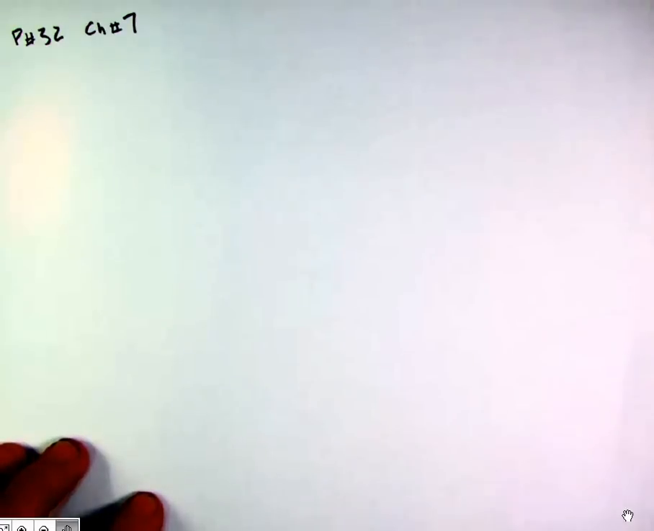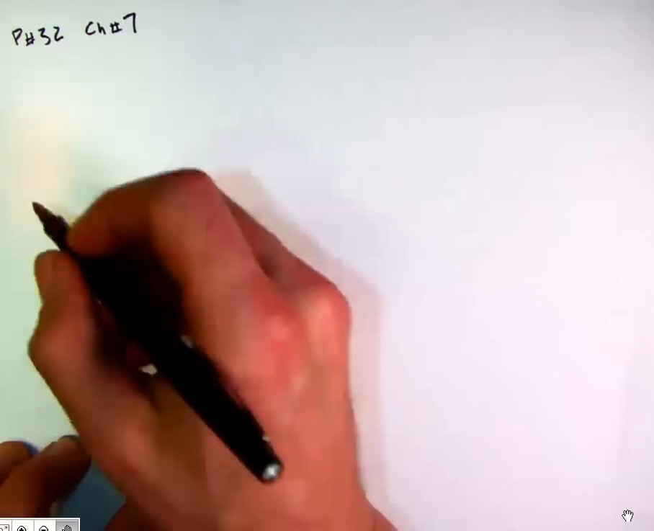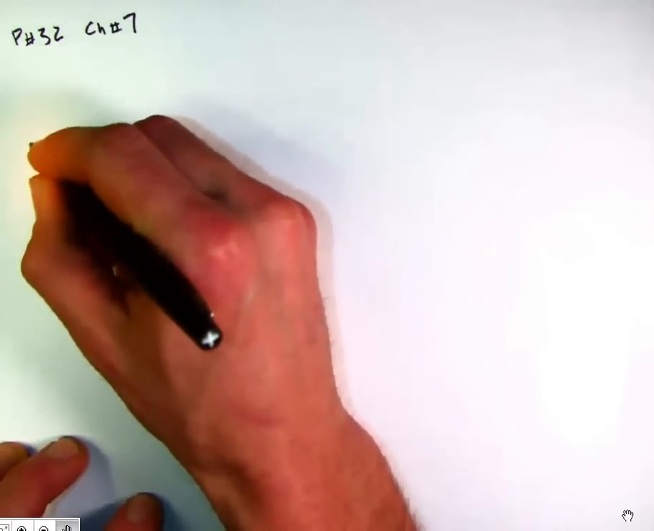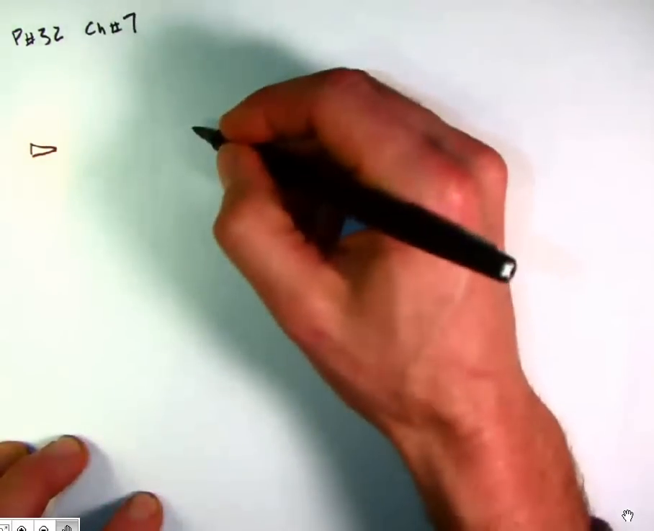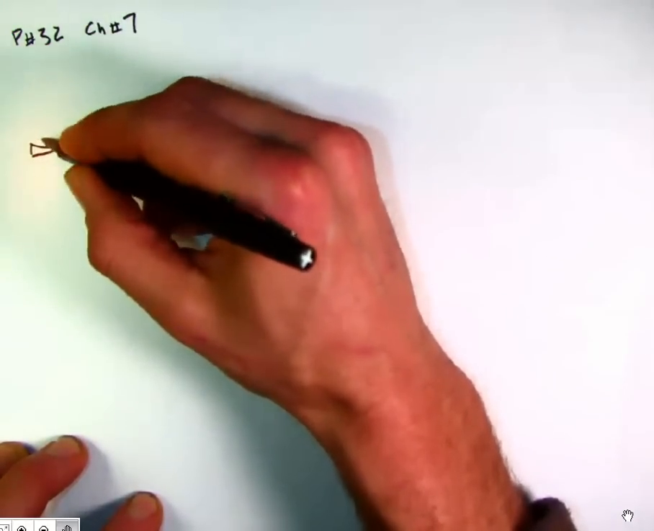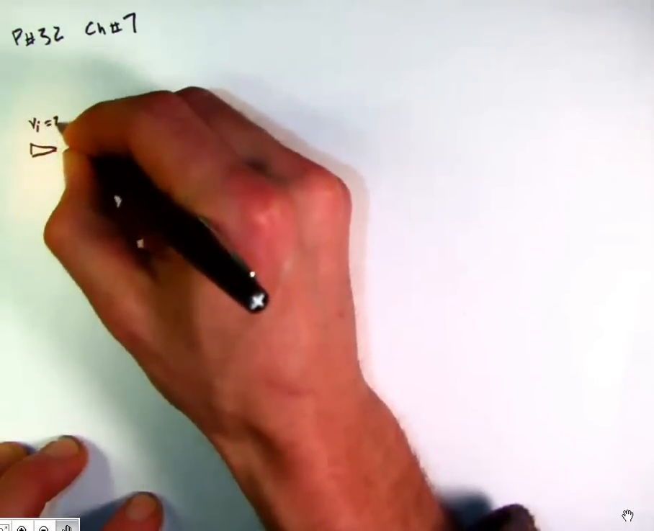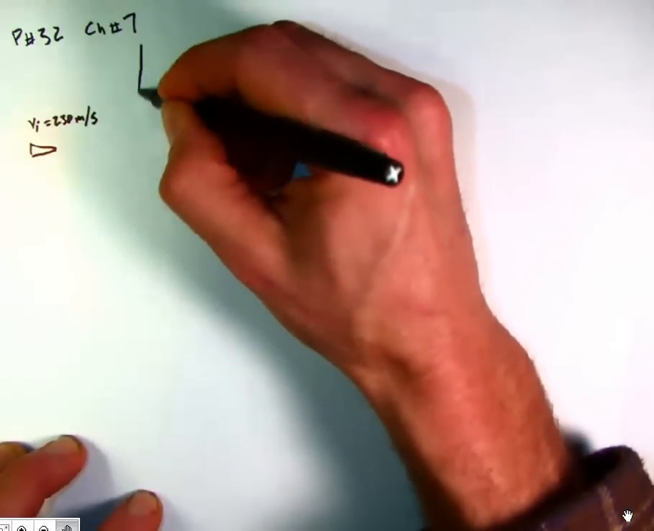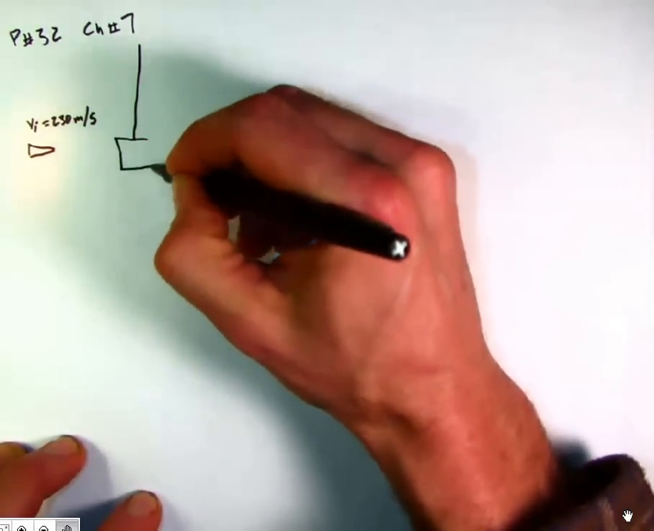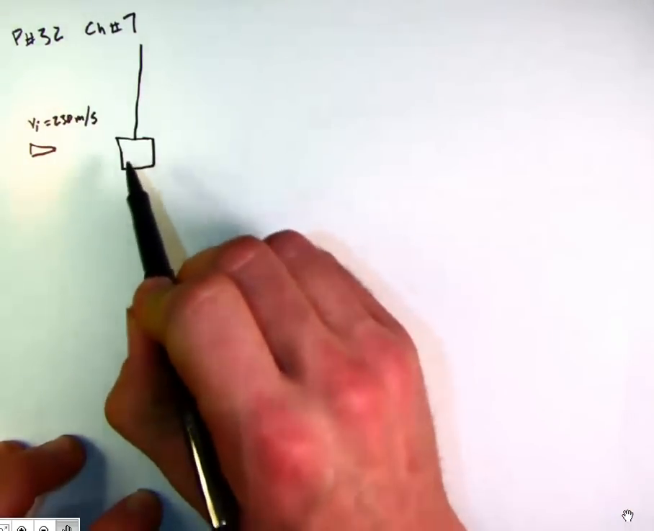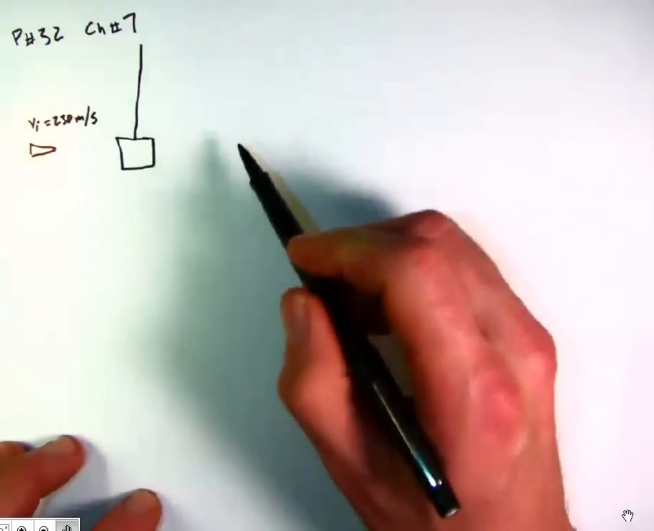It says a 28-gram rifle bullet traveling at 230 meters per second buries itself into a 3-kilogram pendulum hanging on a 2.8-meter long string. Wow, that was a lot of information in one little sentence there. So here's the idea. Here's a bullet traveling to the right, and its initial speed is 230 meters per second. It's going to hit a large object, like maybe a block of wood, and embed itself in the block of wood. And then the pendulum is going to swing back up over here.